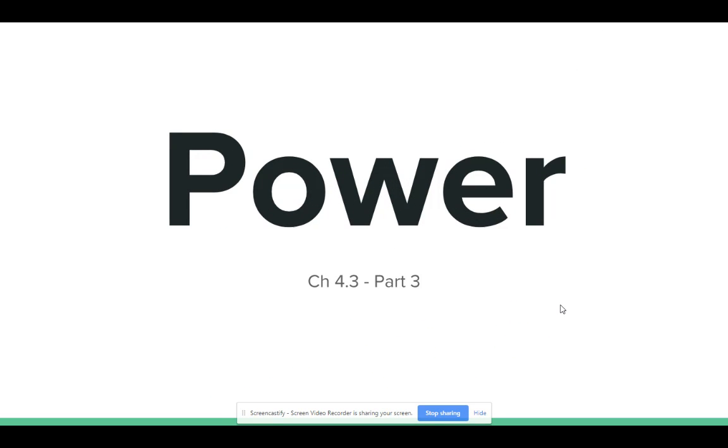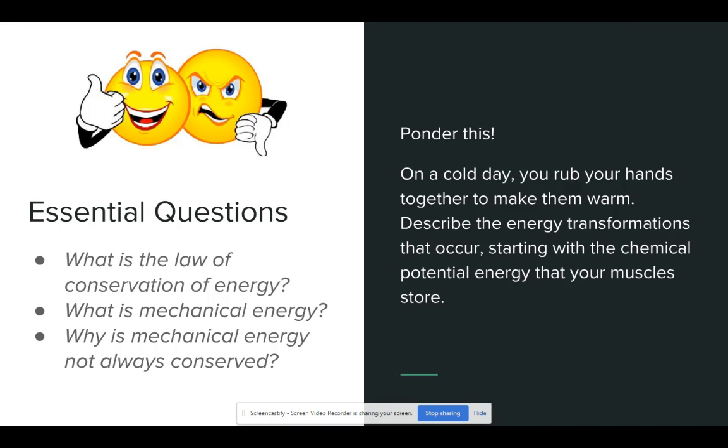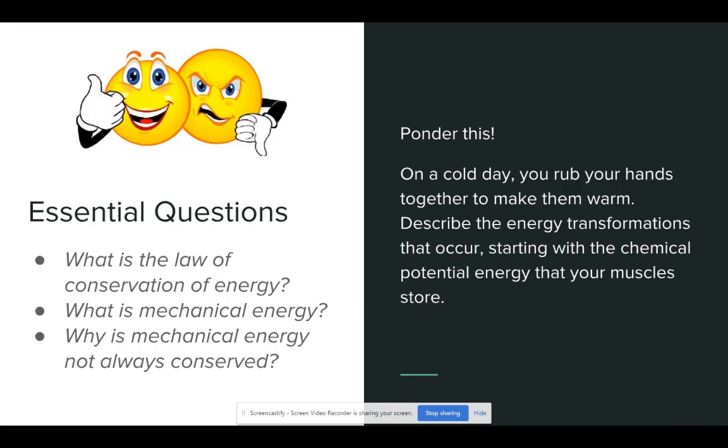So that's it for energy transformations. Next on Monday, we'll talk about power. Power is a really short unit, so we're pretty much done. There are 2 labs, or at least one more lab I'd like to get done.